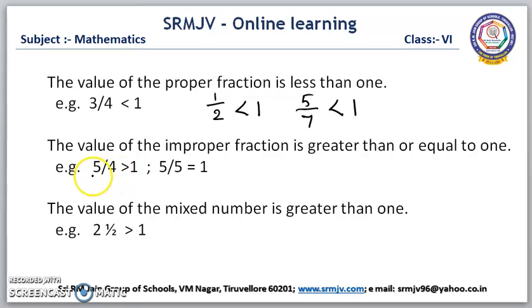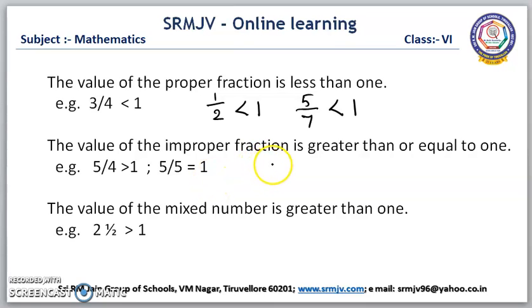5 by 4. The numerator is greater than the denominator. The value of the improper fraction is greater than 1. See here, 5 by 5. This is also an improper fraction. If the numerator is equal to the denominator, the value of the improper fraction is equal to 1. If the numerator is greater than the denominator, the value is greater than 1.